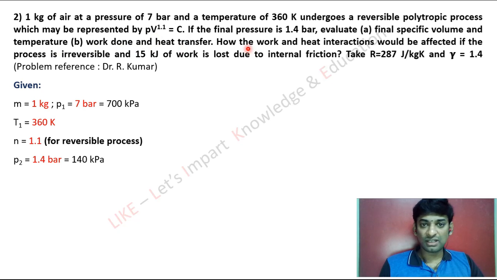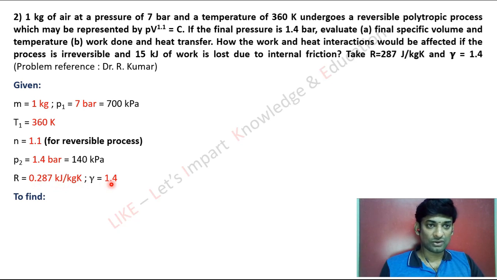In addition to that, a few more data are given. Let me write that too. R value is given as 287 joule, so to convert joule into kilojoule, I have divided this by 1000. So 0.287 kilojoule per kilogram Kelvin. Gamma is also given as 1.4.